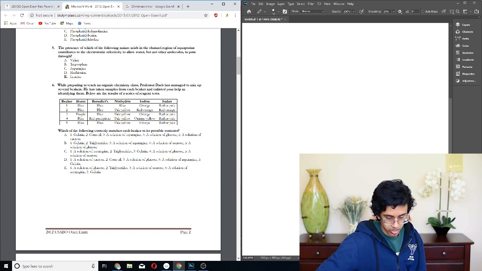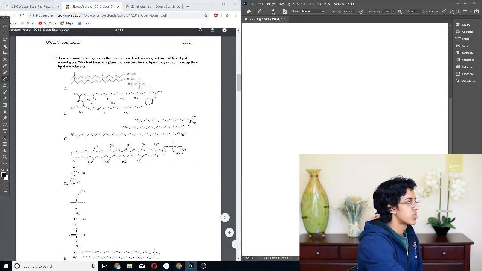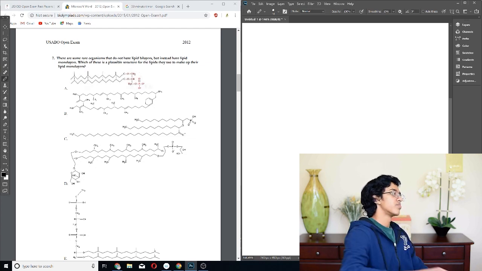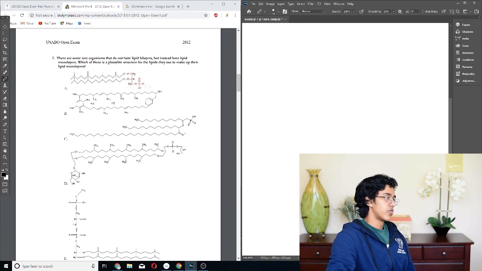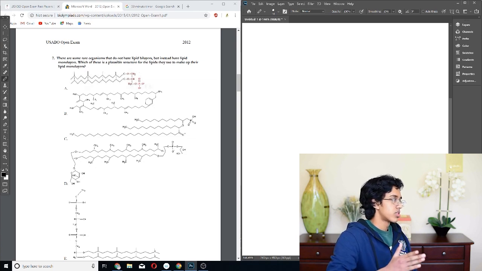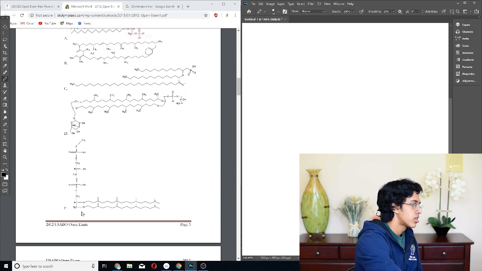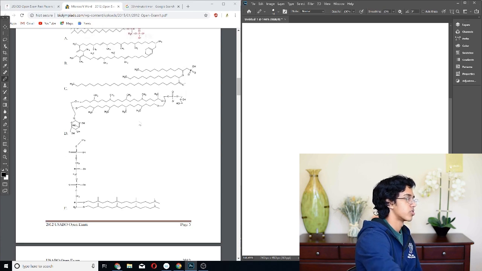Not sure how to do this one exactly. Alright, so there's some rare organisms that do not have lipid bilayers, but instead have lipid monolayers. So which of the following is a plausible structure? If they have monolayers, you would need a hydrophilic on both ends. So the first one's not gonna work. The second one's not gonna work because that's hydrophobic everywhere. This one's not gonna work. Oh, D looks nice because you have hydrophilic over here, hydrophilic over there. Epic. And then this one only had one end. Okay, so it should be D.